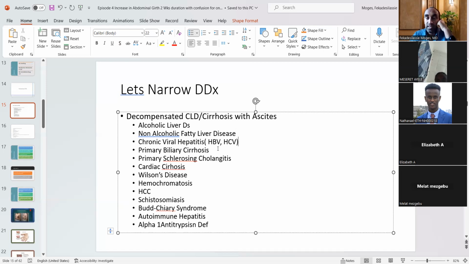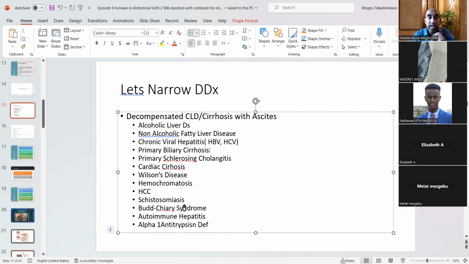Chronic viral hepatitis. Shall we remove it or keep it? Keep it? We keep it. At least, the patient has been cured, but the damage might have happened, right? So he is cured of the viral infection. The viral infection is cleared, but the cirrhosis could be there due to that infection. So we still keep it.